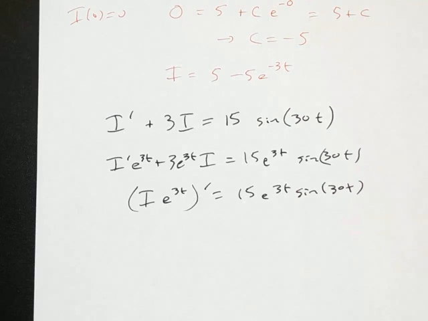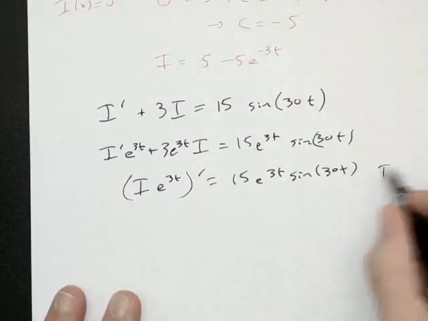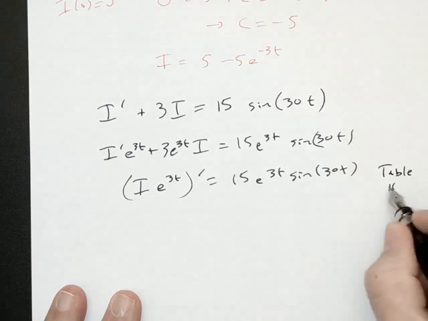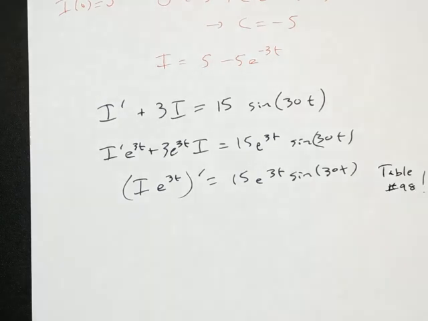In order to get rid of that derivative, I have to integrate. I have to integrate e to the 3t times sine of 30t. The appropriate answer to that is not just no, but no. I'm not doing that. So I go back to the table of integrals in the back of the book, and lo and behold, table formula number 98 is exactly what I want. It's e to the at sine bt. I go to Wolfram Alpha, I plug that left-hand side in. I don't have to do this by hand.